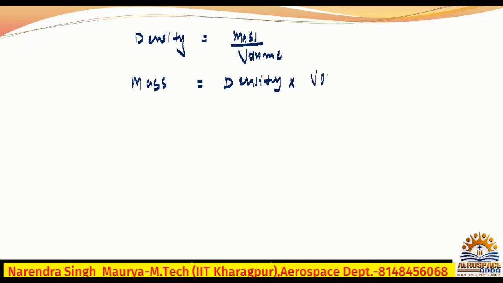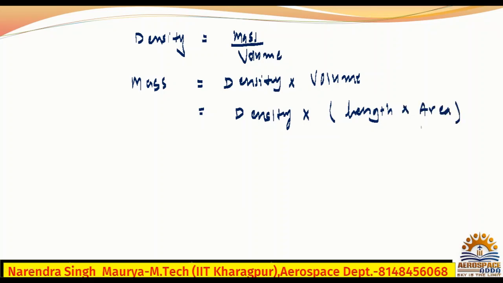Density into volume. Density into what is the volume? Length. Okay. One length into area. Length, width into height will give volume. So because it is a cylindrical body, mass is nothing but propellant density rho p into length of propellant into area.